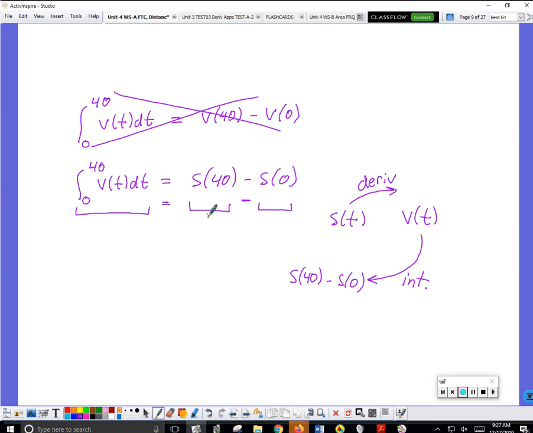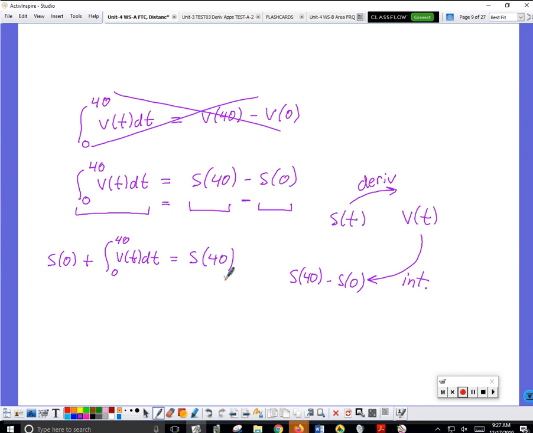So then you'll have an equation that says s of 0 plus the integral is s of 40. If that didn't click, I have something else I can show that might help. Are you good here? Anybody else? But you could also rearrange by saying, what if I want to find s of 0?